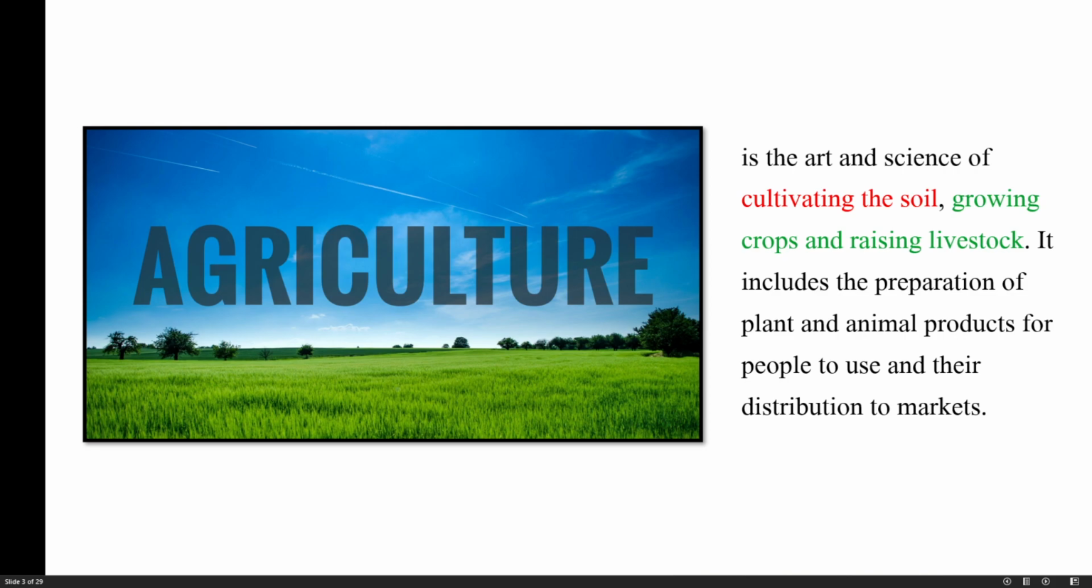Agriculture is the art of science, cultivating the soil, growing crops, and raising livestock. It includes the preparation of plant and animal products for people to use and their distribution to markets. So meaning agriculture, it has something to do with cultivating the soil. Sabi, piniprepare mo yung lupa bago mo taniman.